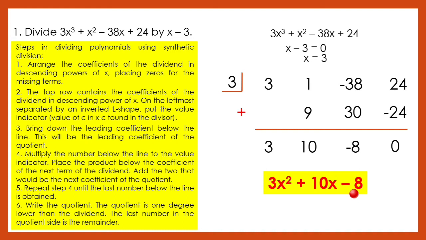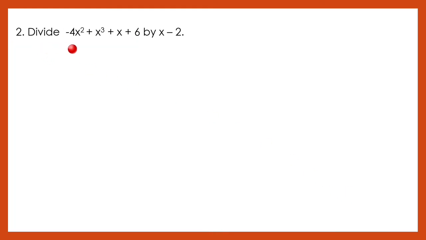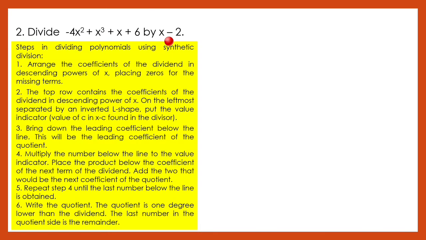Okay, let's have another example para mas maintindihan. Example 2. Divide negative 4x squared plus x cubed plus x plus 6 by x minus 2. Step 1 natin, arrange natin yung coefficients ng ating dividend. So, i-rearrange natin. Magiging x cubed minus 4x squared plus x plus 6. Walang missing terms, hindi tayo mag-i-insert ng 0.